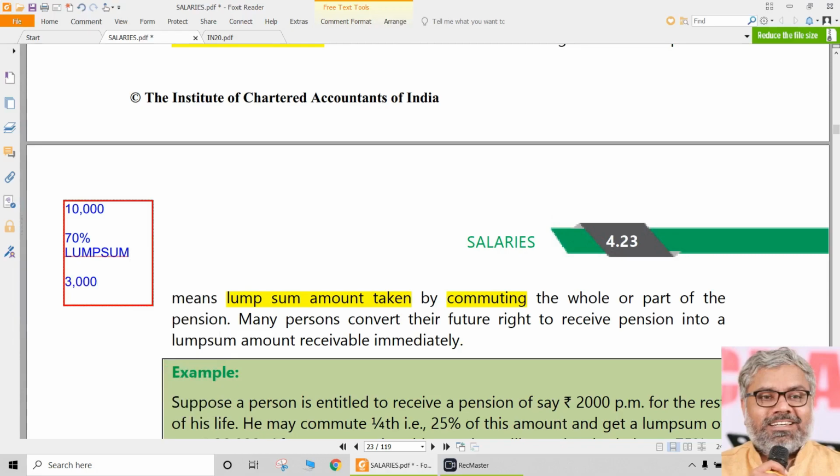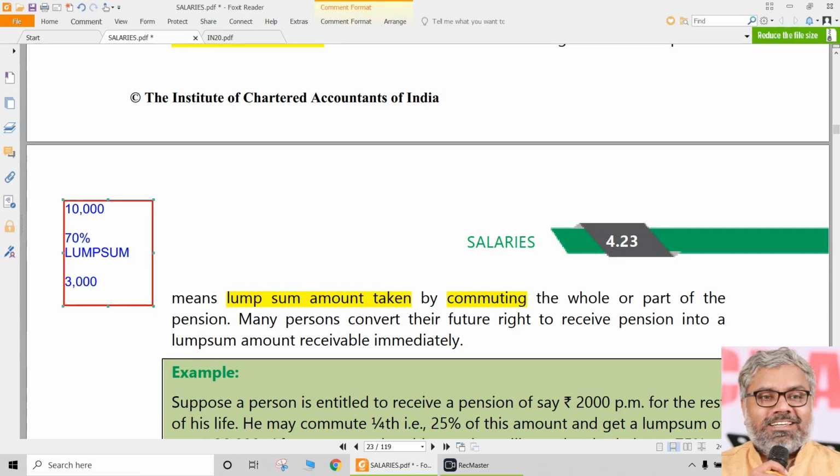But in future, once again, the periodic amount is going to be given for the remaining, that is 30% of 10,000, 3,000 rupees. So in future, instead of 10,000, he will receive 3,000. In lieu of the 70% which is commuted, he will get a lump sum amount. That is a point to be noted.